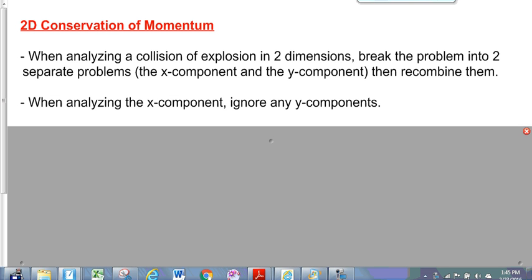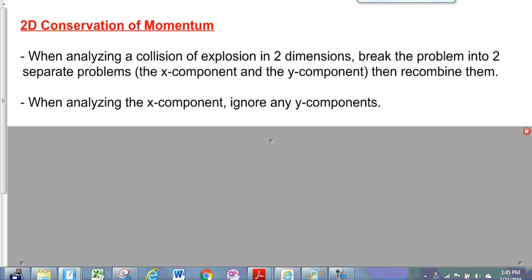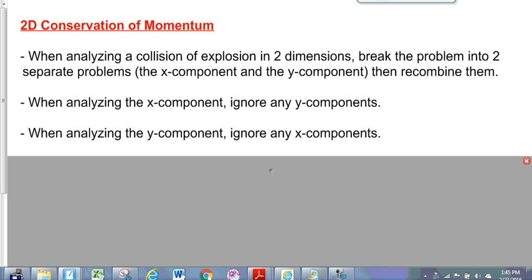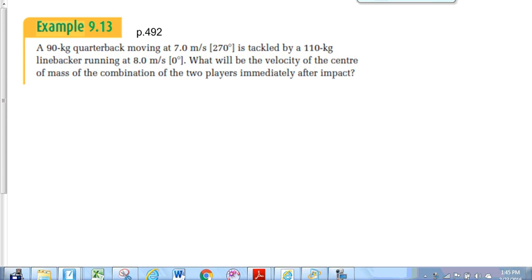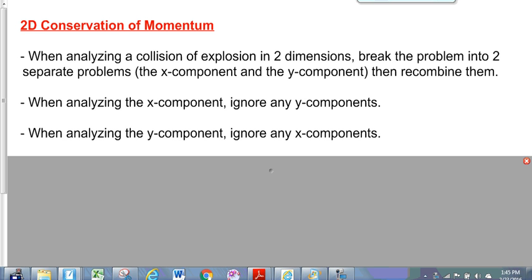When you're analyzing the x component of this problem right here, I'm not paying any attention to the y component. Similarly, when I'm analyzing the y component, I'm going to ignore any x component. When I'm analyzing this problem over here, I'm not paying any attention to this separate problem right here. So I'm analyzing the y component of this problem. Why would I pay any attention to the x component? When analyzing the x component, ignore the y. When analyzing the y components, ignore the x components.